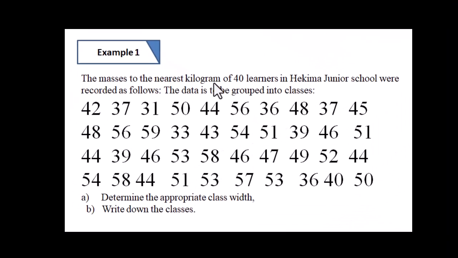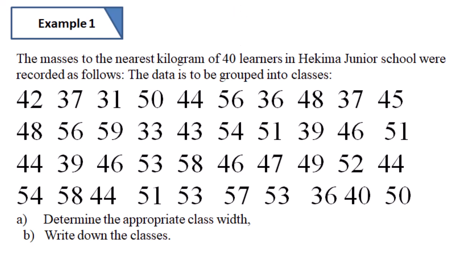Let's go through example 1 from strand 5 on page 225 of Mastering Mathematics together. The masses to the nearest kilogram of 40 learners in Hekima Junior School were recorded as follows. The data is to be grouped into classes. Question 1. Determine the appropriate class width. Question 2. Write down the classes.